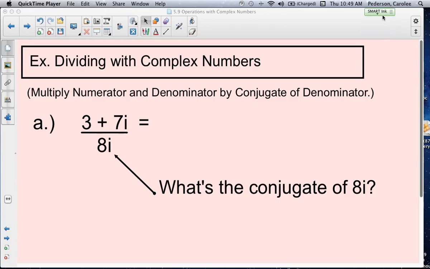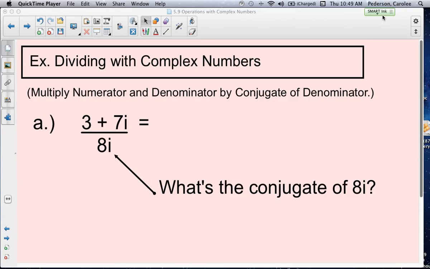This is 5.9, day 2, part 2 for Algebra 2. We have a couple examples left in this lesson. We're going to now divide complex numbers. There's two different scenarios. So this is the first example, when we have a single complex number in the denominator.